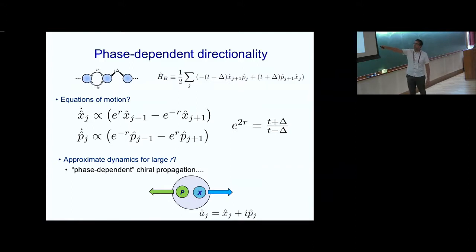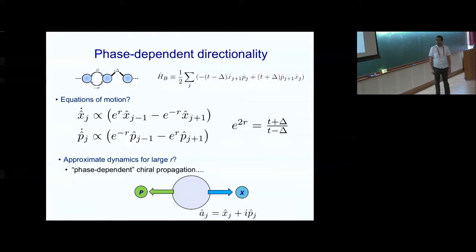So xj is strongly coupled to xj minus 1. This is how I've defined this e to the 2r factor. It's weakly coupled to xj plus 1. So in terms of dynamics, what would this give me if r is very large? Here's my photon. I split it into the x and p parts. This dynamics would say the photon sort of splits. The x goes to the right and the p goes to the left. Okay, so this is a very funny kind of propagation. There's a kind of chirality in the system.